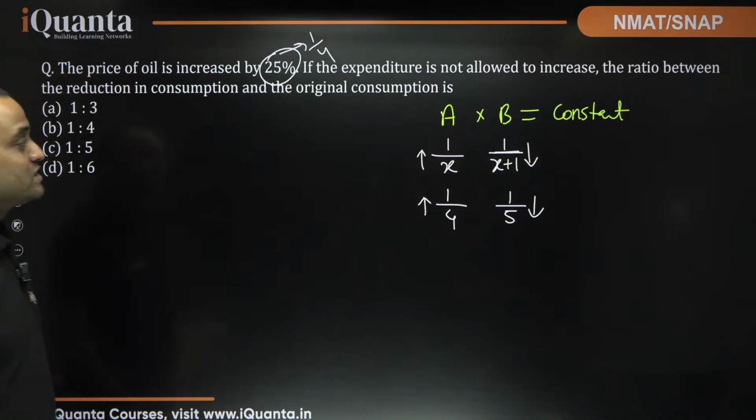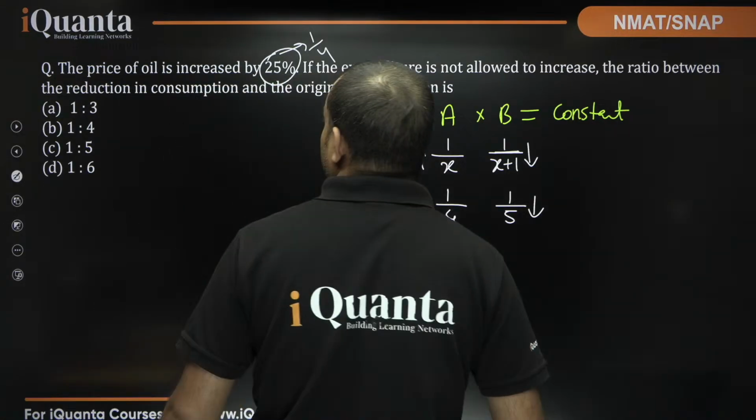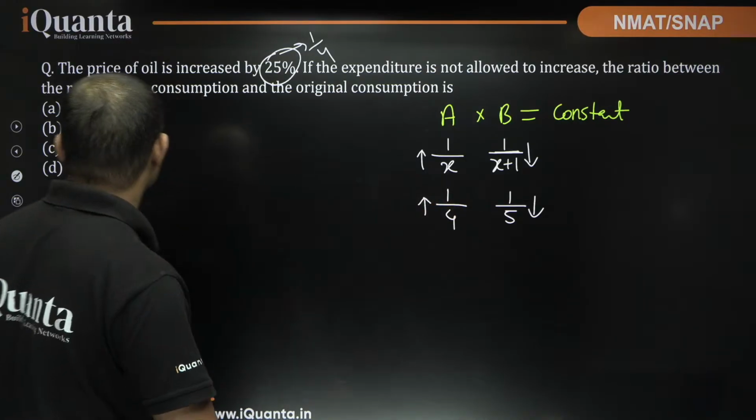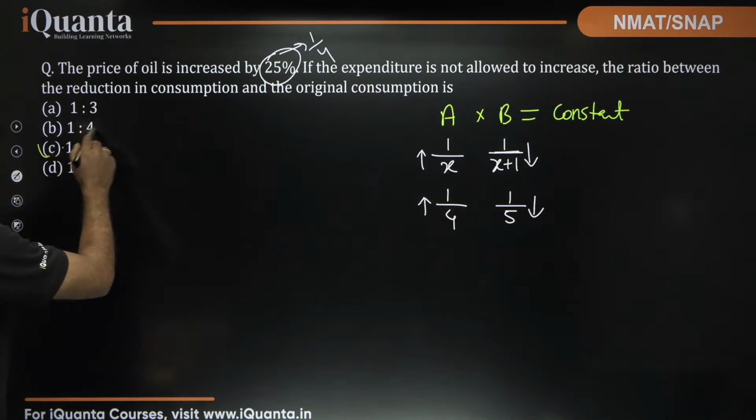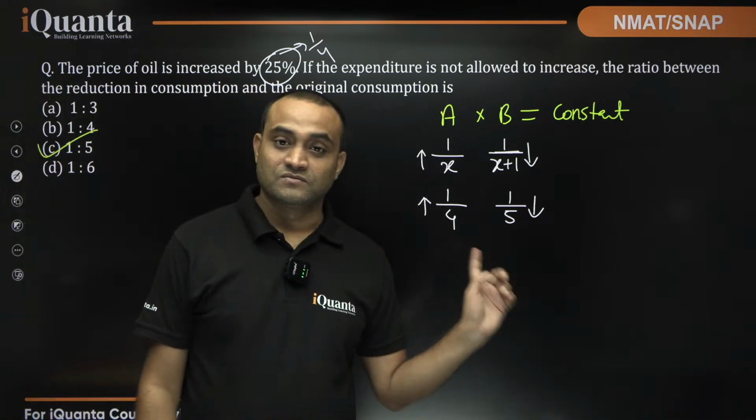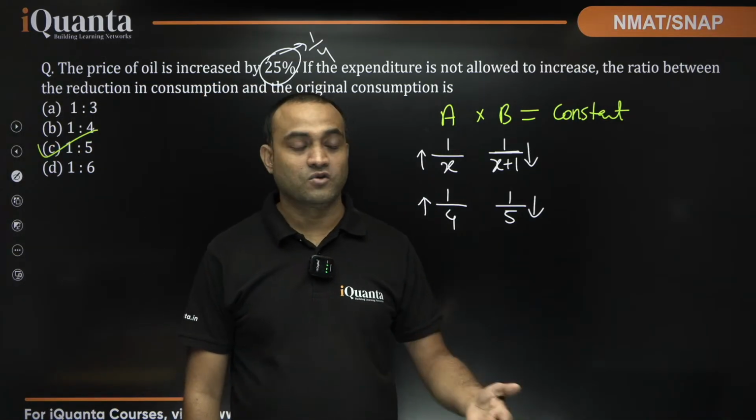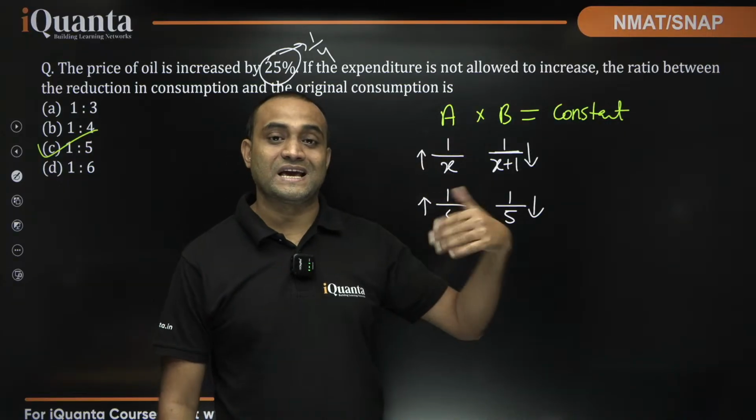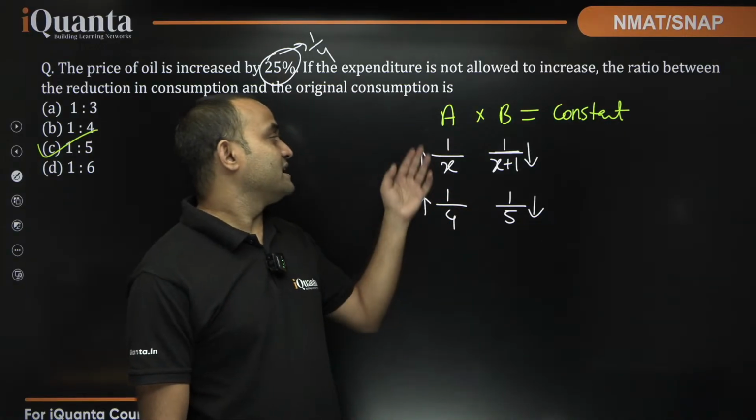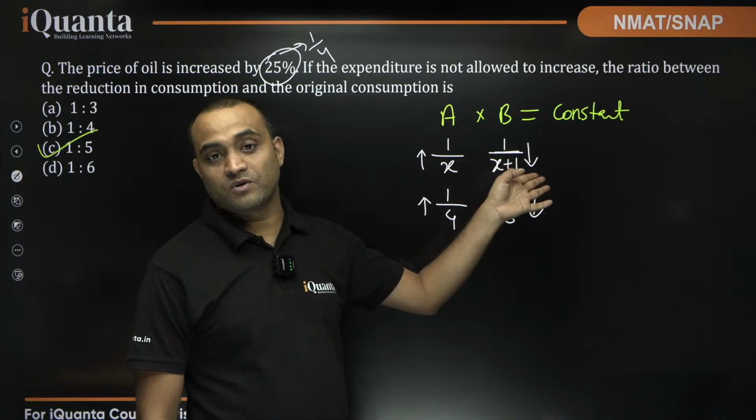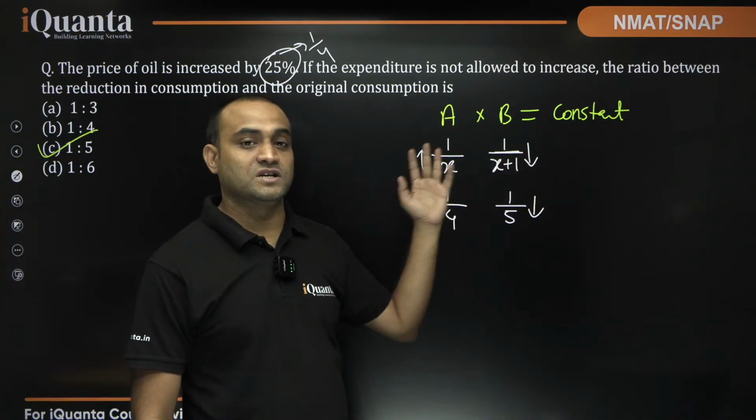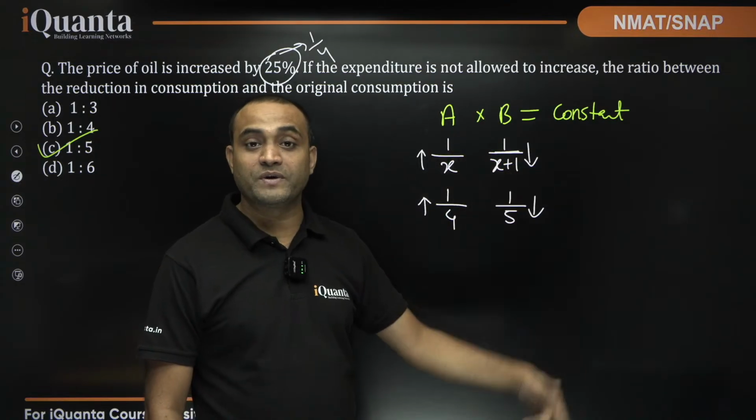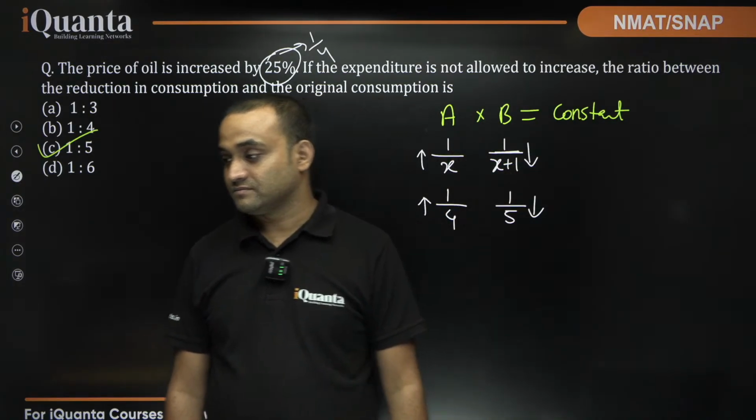right. So, it asks for the ratio between the reduction in consumption and the original consumption. It will be 1:5, which is option C. You can also remember this for direct use in these types of questions. Whenever you see A into B is equal to constant, if A is increased by 1 by x, B will be decreased by 1 by x plus 1, or vice versa. If A is decreased by 1 by x, B should be increased by 1 by x minus 1, right.